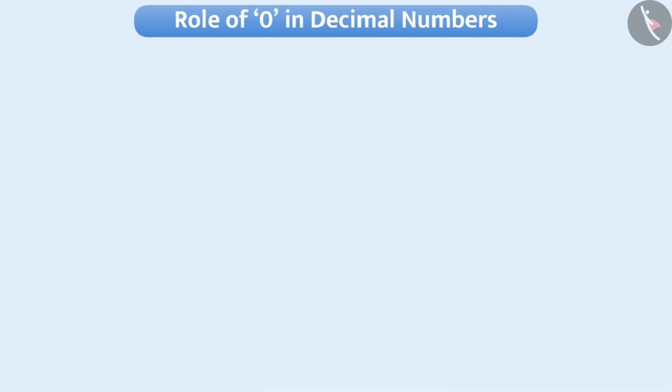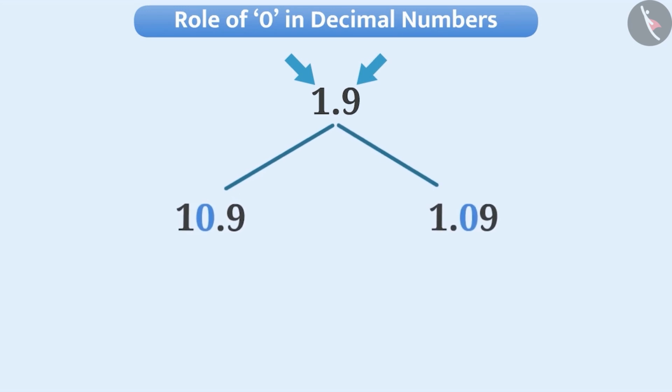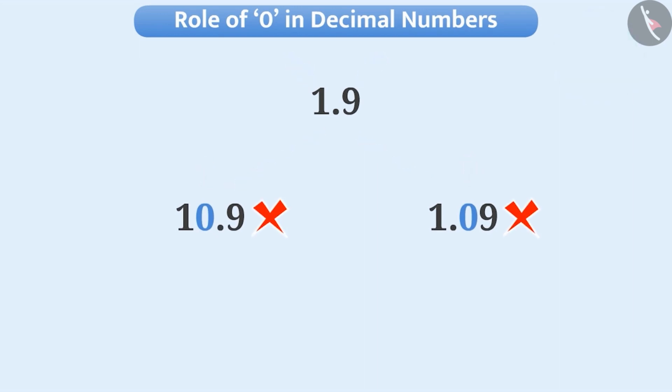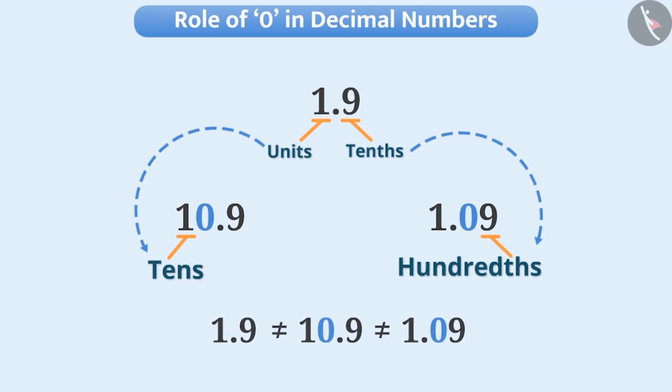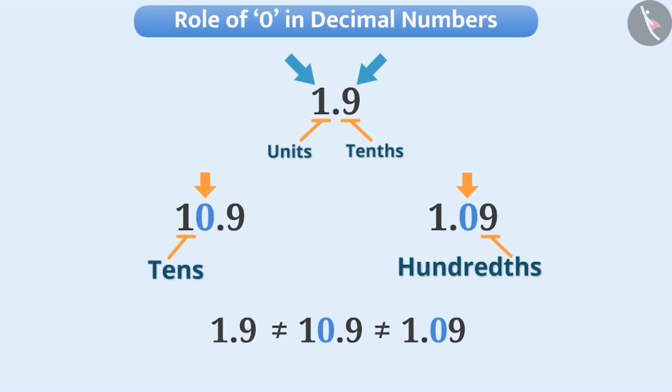Can we use 0 at any place in the middle of the first non-zero digit and the last non-zero digit in any number? Think for a while. No, we cannot do this. If we do so, the place of the digit changes and so the value of the number. So make sure that we do not place 0 at any place in the middle of the first and the last non-zero digit in any number.